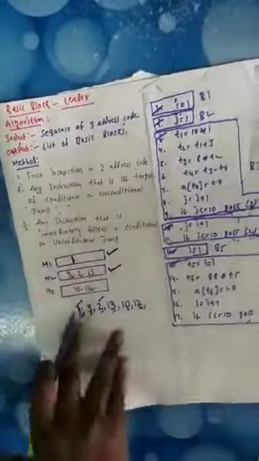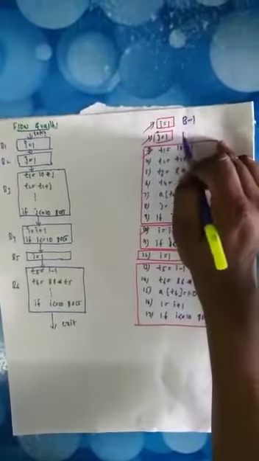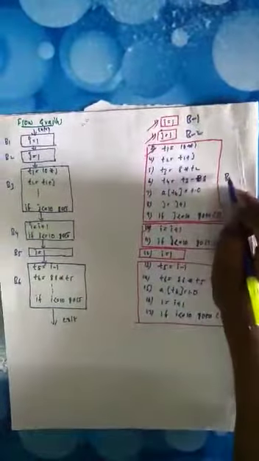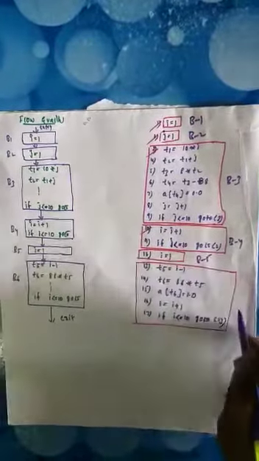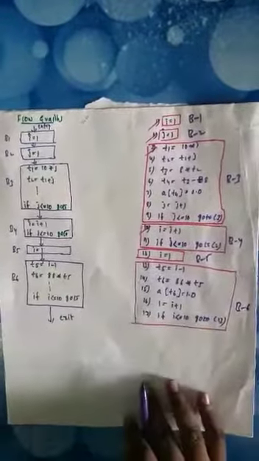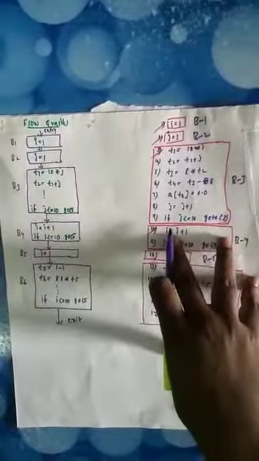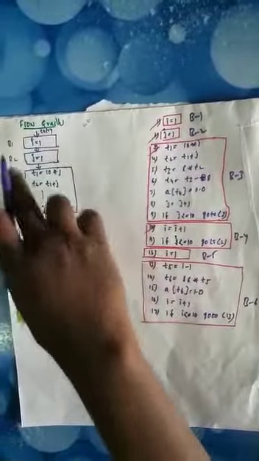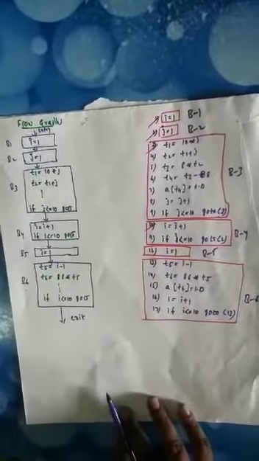Next we can find the flow graph. How to draw a flow graph? By using the above, we get B1, B2, B3, B4, B5 and B6. So we get the 6 blocks, and by using the 6 blocks, we can draw a flow graph. So block 1, block 2, block 3, block 4, block 5 and block 6.